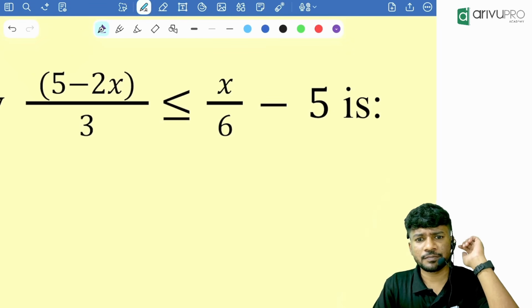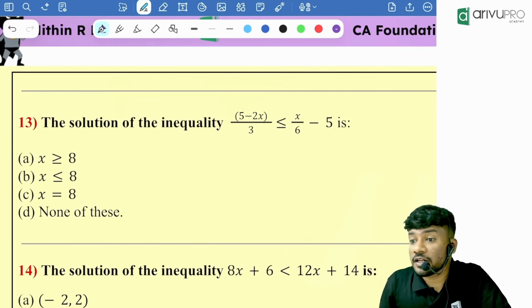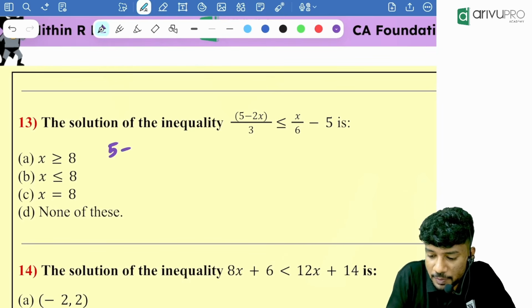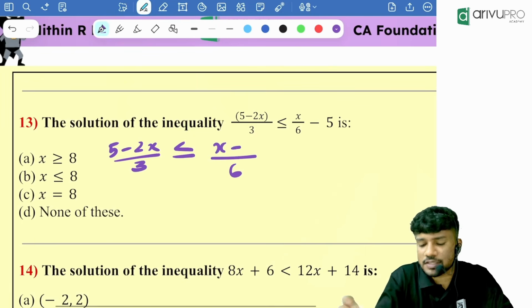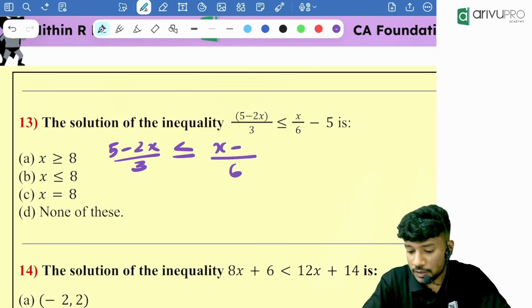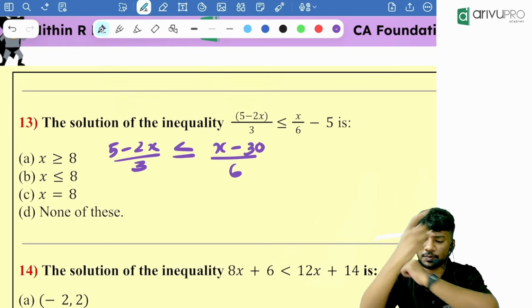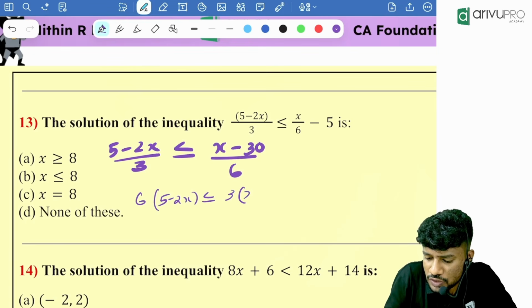Now, multiply with what number? First I will show you the LCM method. In the right hand side, 6 is in the denominator. Correct? So LCM is how much? 6. So you can write it as (5 minus 2x) divided by 3 less than or equal to (x minus 5) into 6, which is how much, people? 30. So after taking LCM, it looks like this. Then you cross multiply: 6 into (5 minus 2x) less than or equal to 3 into (x minus 30).